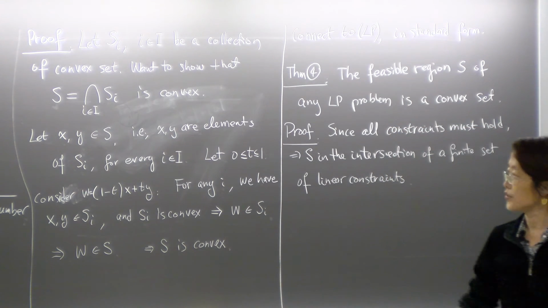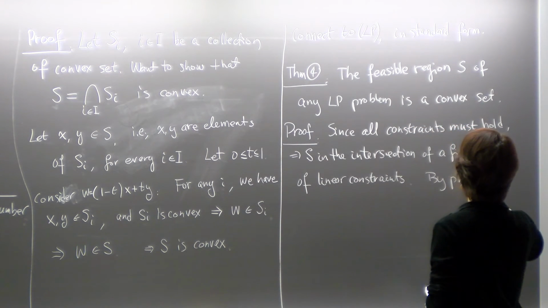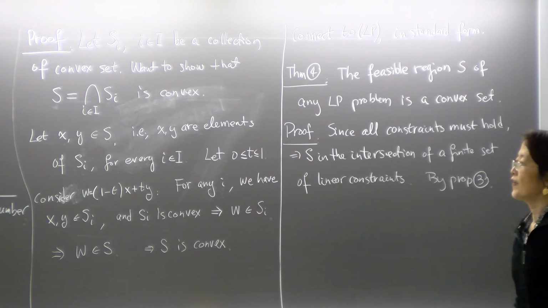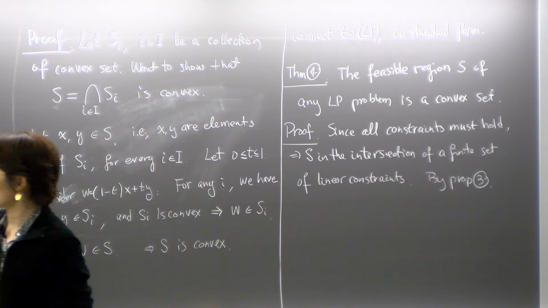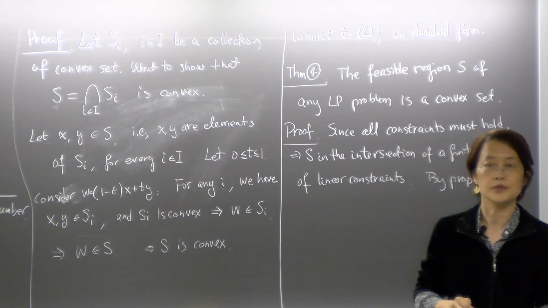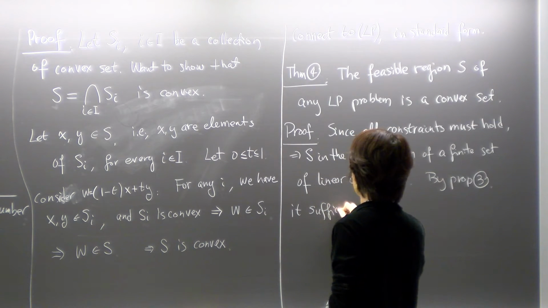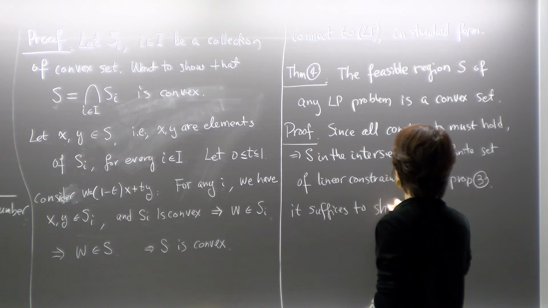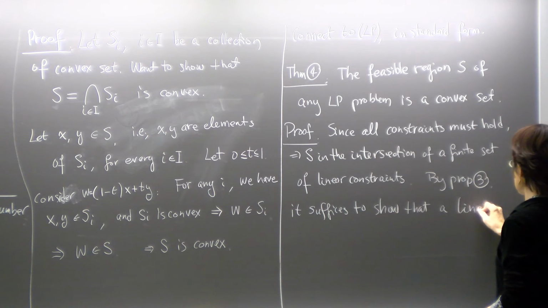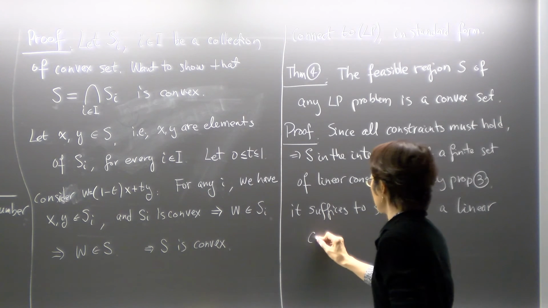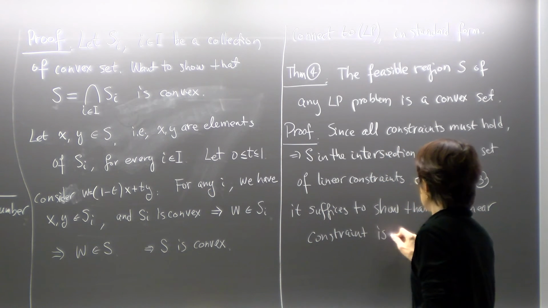Okay, and then we use the proposition we just proved, proposition 3. If I can meet the condition for this proposition, that is, each set is a convex set, I'll have its conclusion, right? So it suffices to show that each of these, in particular, it's just a linear constraint. A linear constraint is convex.